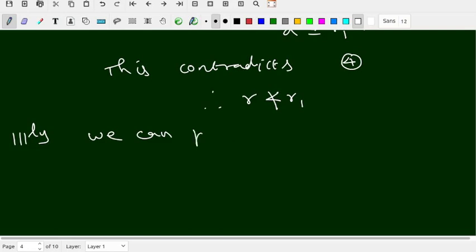So similarly we can prove that r1 cannot be less than r. So r less than r1 is not possible, and r1 less than r is not possible. So conclusion, r equal to r1.